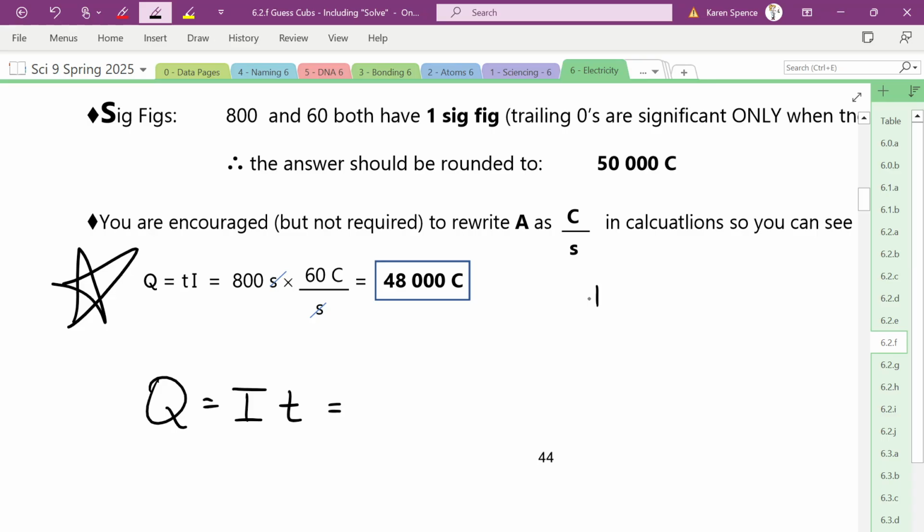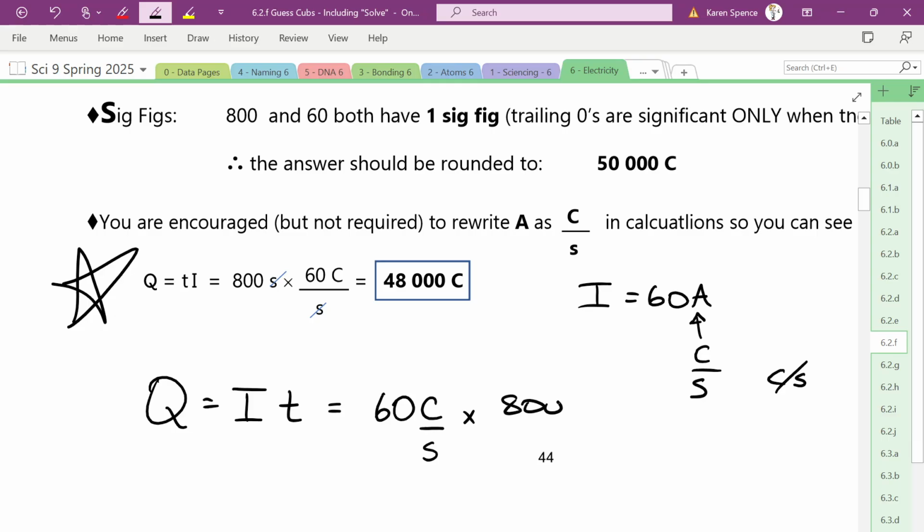Remember, I was 60 amps. But what is another way of writing amp? Coulomb per second. So I'm going to write I as 60 coulombs over seconds. I'm going to write it top and bottom, one over the other, not like this because that gets confusing. And I am multiplying that by my time, which is 800 seconds. And you could say that 800 seconds is over 1.